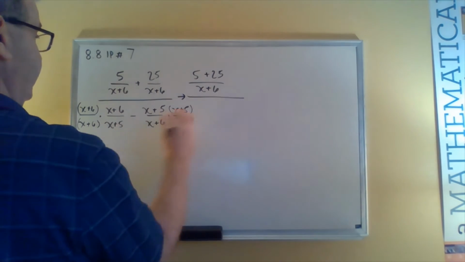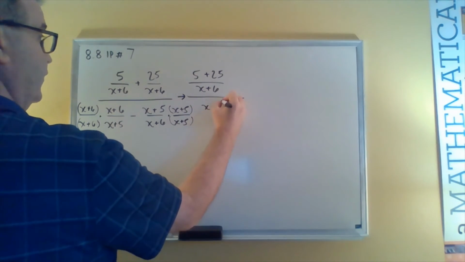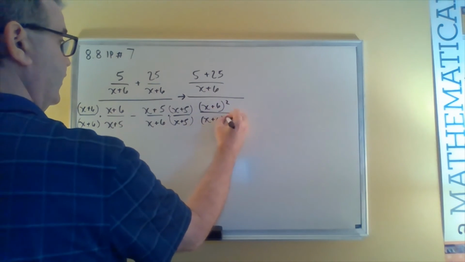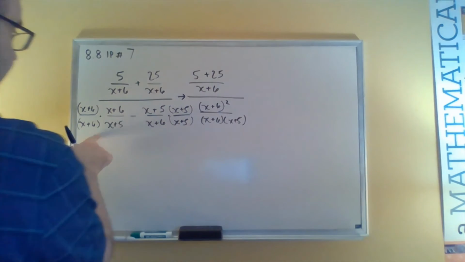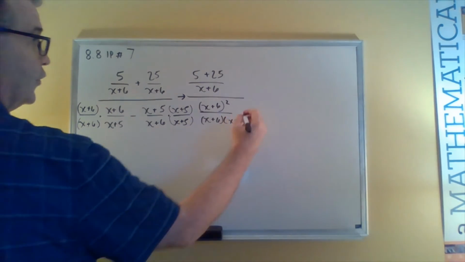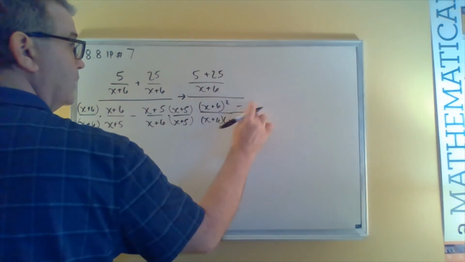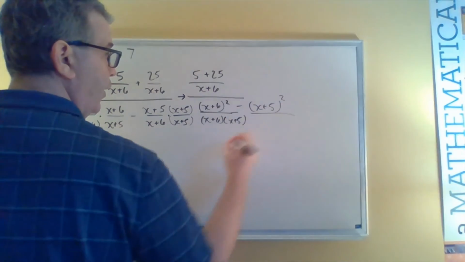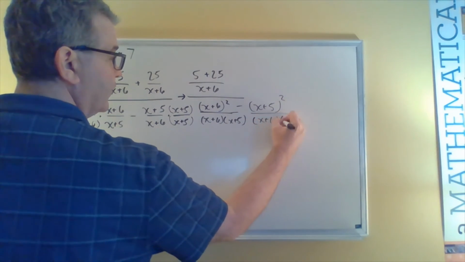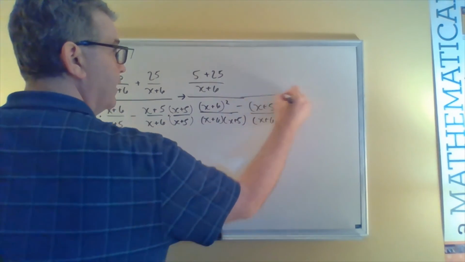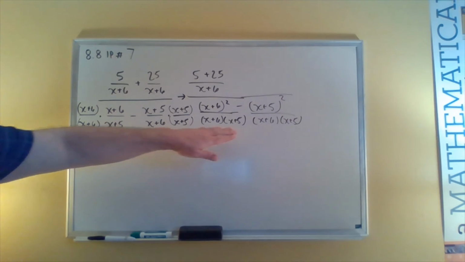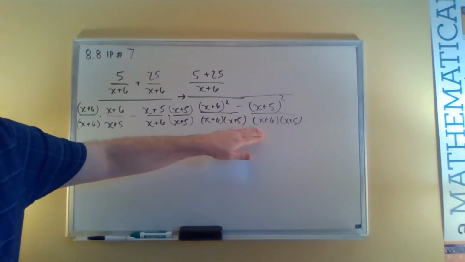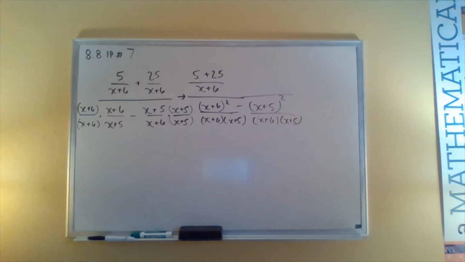What I will end up with is (x+6) squared over (x+6)(x+5). That's my first term here. My second term is going to end up being, I'm going to subtract that, (x+5) squared also over (x+6)(x+5). So the denominator is the common denominator of (x+6)(x+5). So I'm ready to combine those two now.